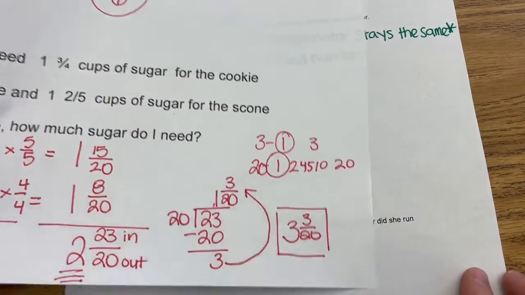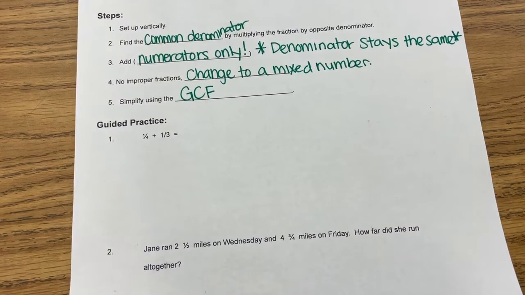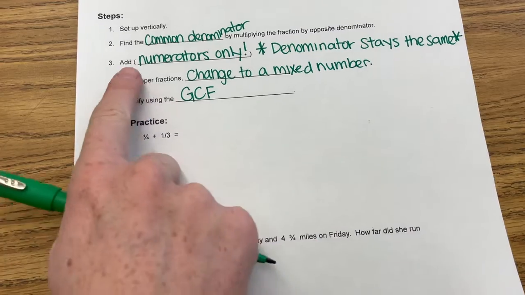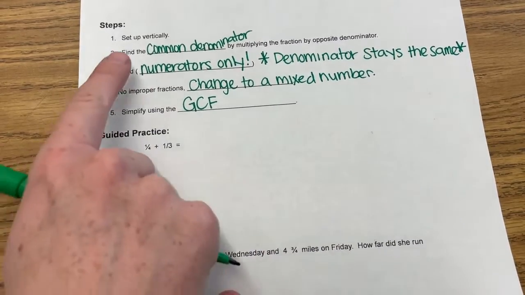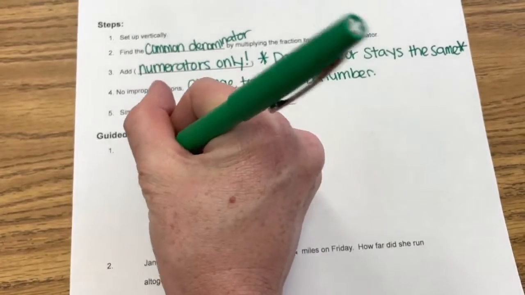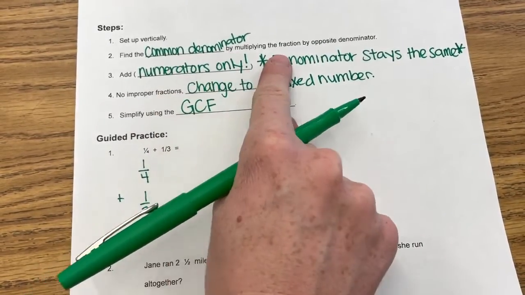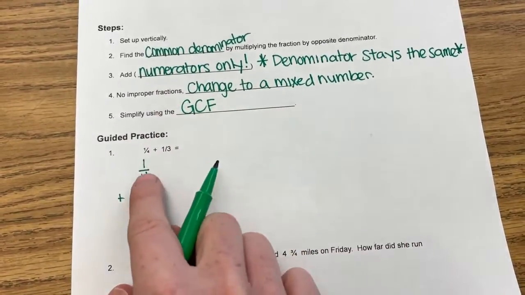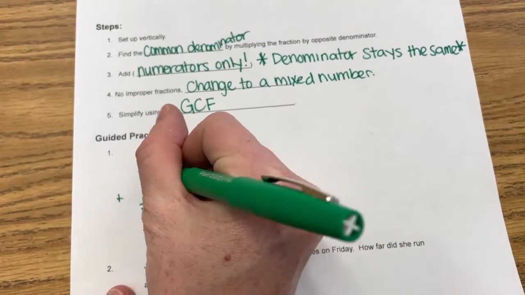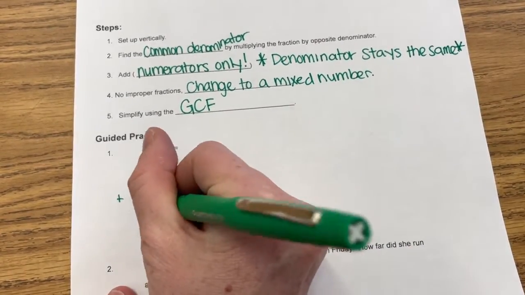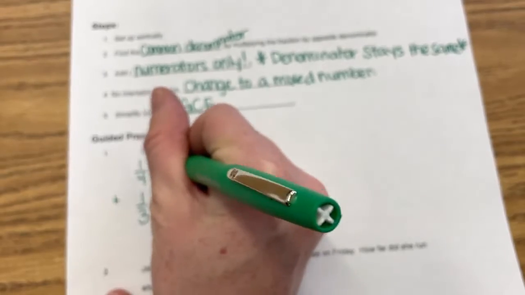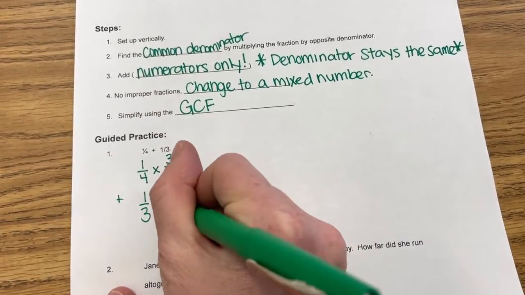Okay, we are getting out our pencils again. We're going to do number 1 together. Set up the problem vertically, so 1/4 plus 1/3. Find a common denominator by multiplying by the opposite. So this one's a 4, and this one's a 3. So multiply this one by 3 over 3, and this one by 4 over 4.